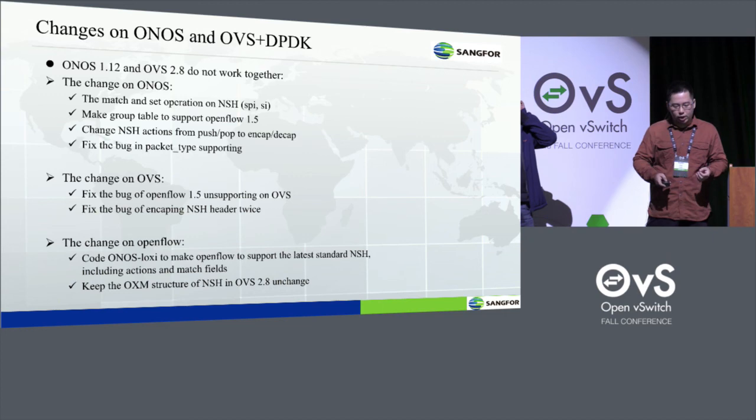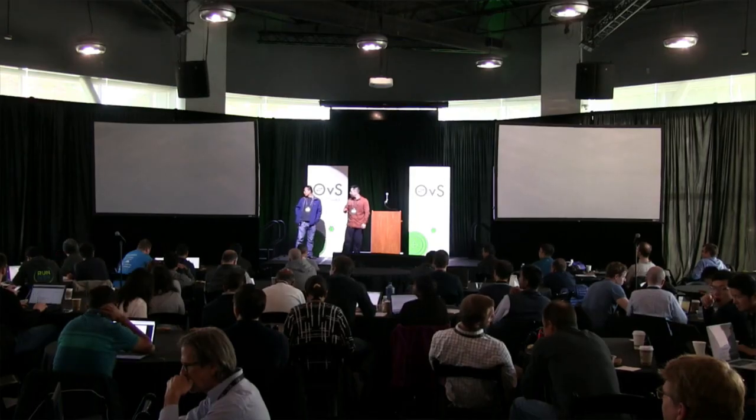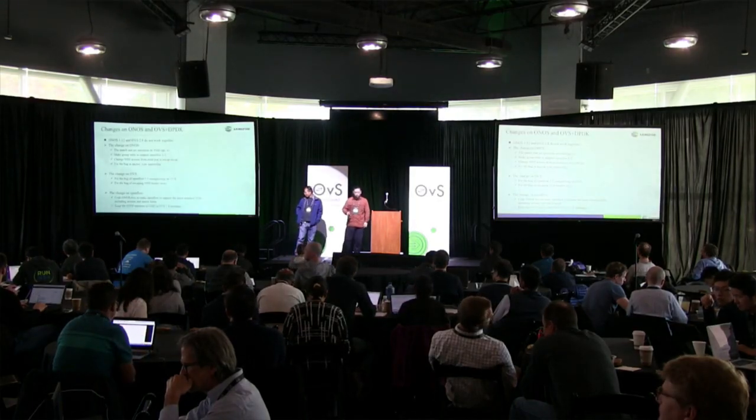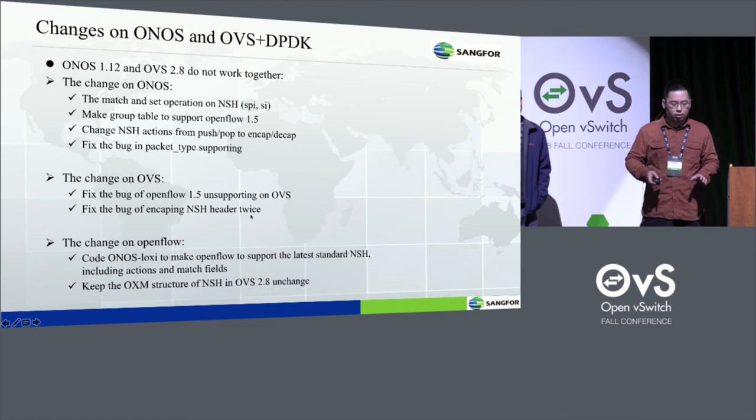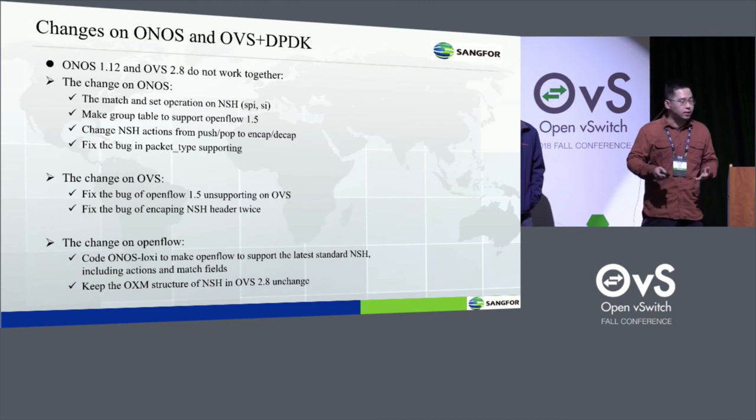The last is the change on OpenFlow. We keep the network function header related code in OVS unchanged, and we changed the code in the ONOS logic. It's a third-party library to realize the OpenFlow for ONOS.